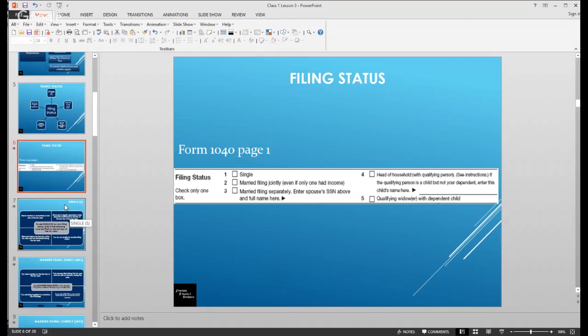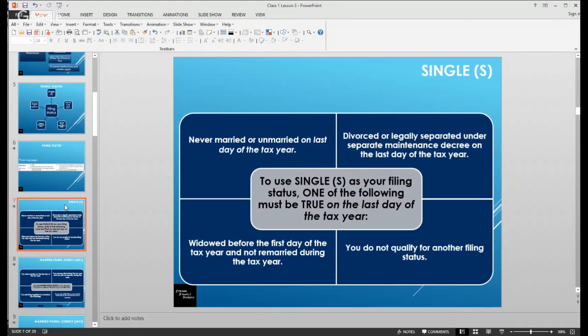So the first one we're going to go through in a little bit more detail is single. You would use single as your filing status. In order to do that, one of the following must be true on the last day of the tax year. The first one is you've never been married, or you are at least unmarried on the last day of the tax year. The next is if you are divorced or legally separated under a separate maintenance decree on the last day of the tax year.